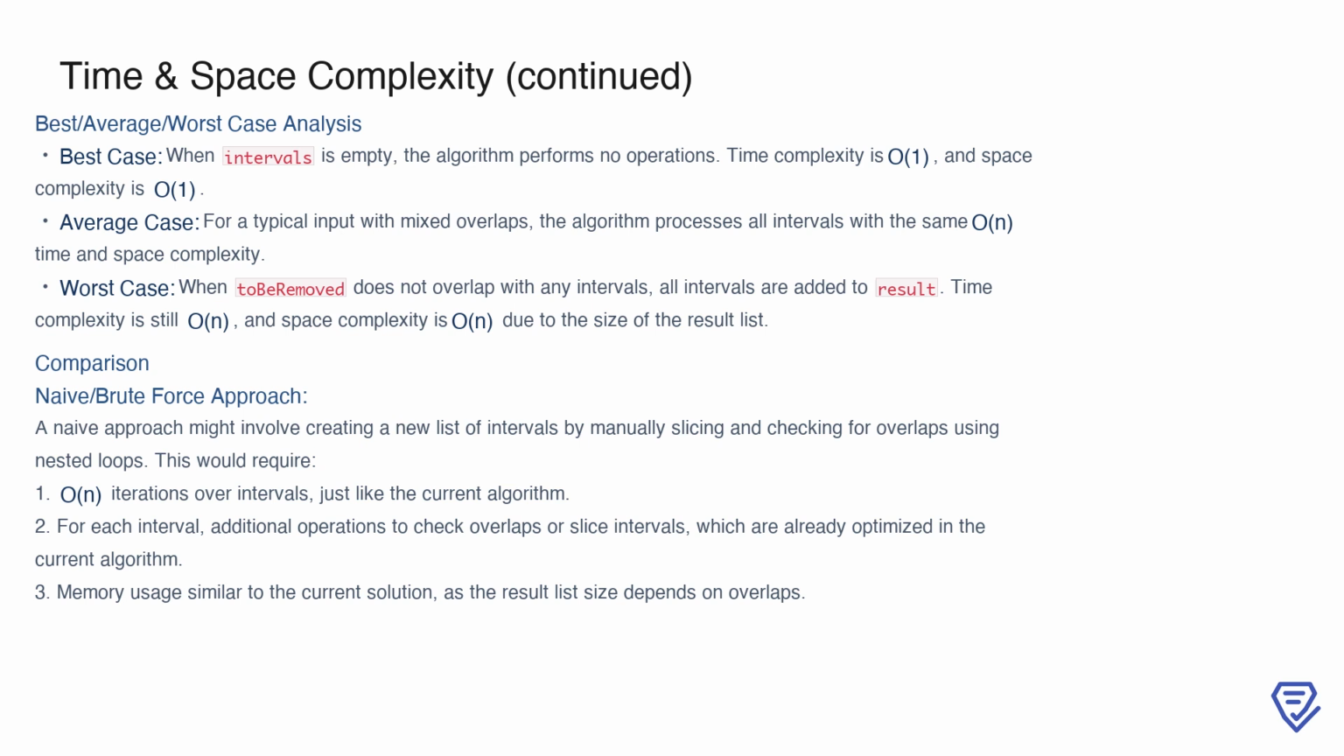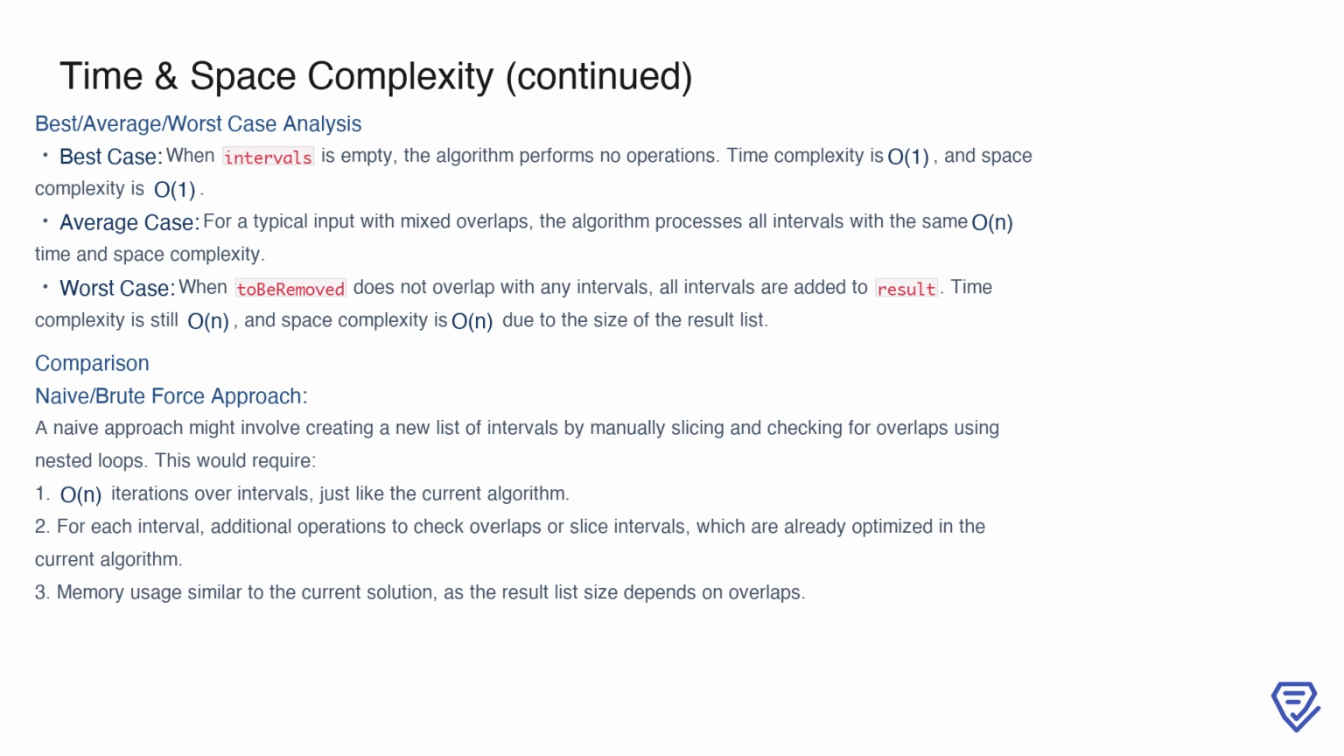Comparing this with a naive approach, which might involve nested loops to manually handle overlaps, the current algorithm is far more efficient. While both require O(n) iterations, the naive approach might introduce unnecessary overhead during overlap checks and slicing. The memory usage would also likely be similar, as it depends mainly on the size of the result list in either case.